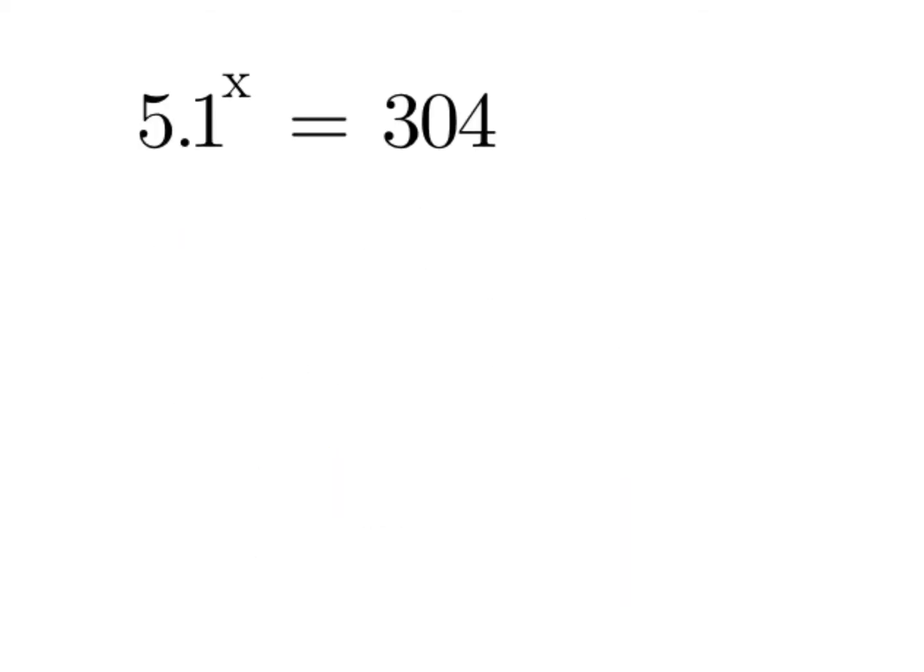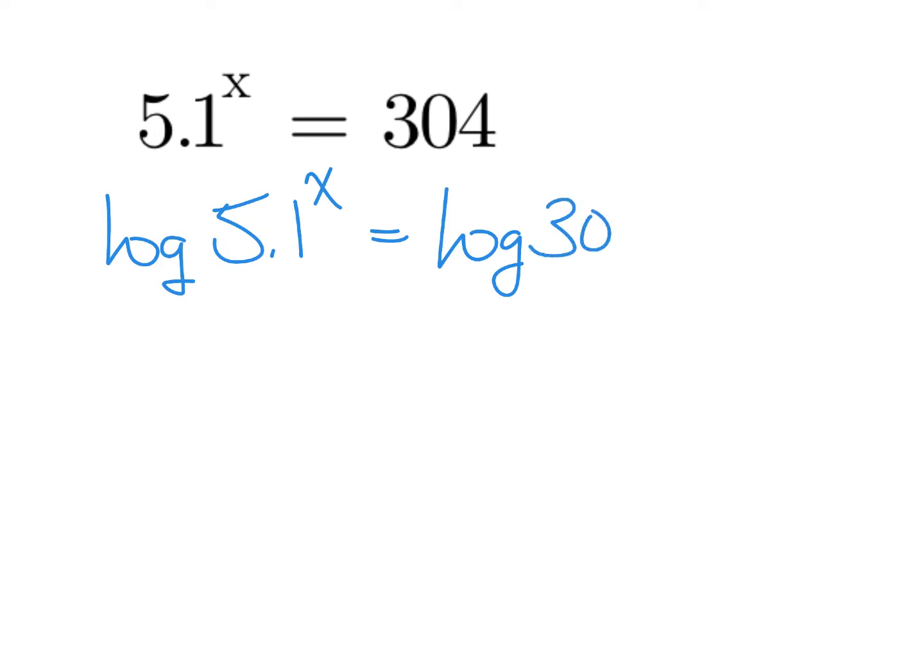Now, because we have that log button on our calculator, we can use the common logarithm to help us solve exponential equations where the base isn't that common number 10. For example, here where we have 5.1 to the x is equal to 304. Instead of getting rid of the 5.1, what we can do instead is to just take the common log of both sides. So the common log of 5.1 to the x would be equal to the common log of 304.